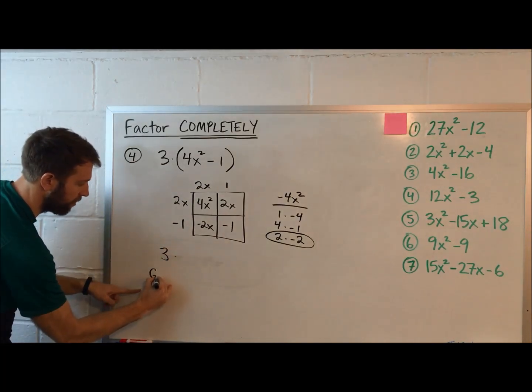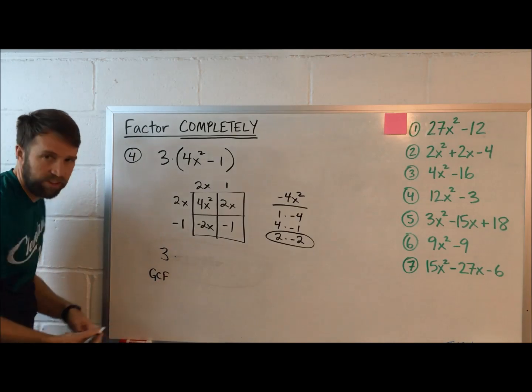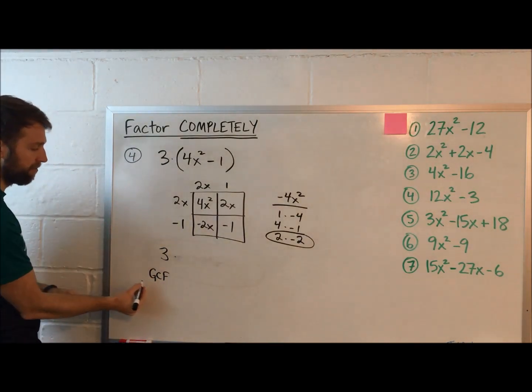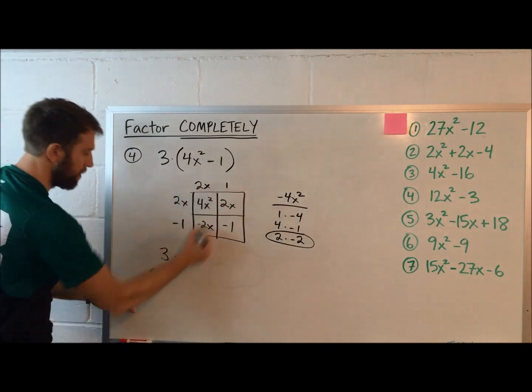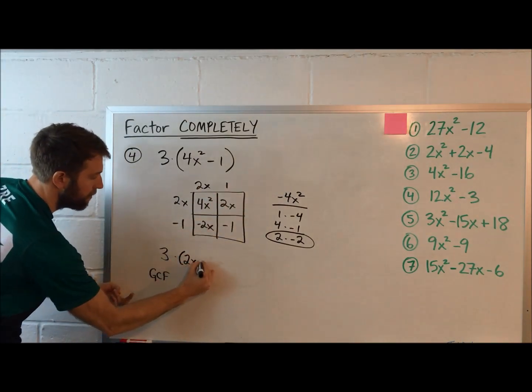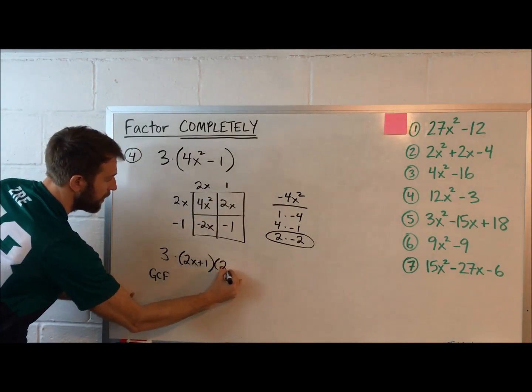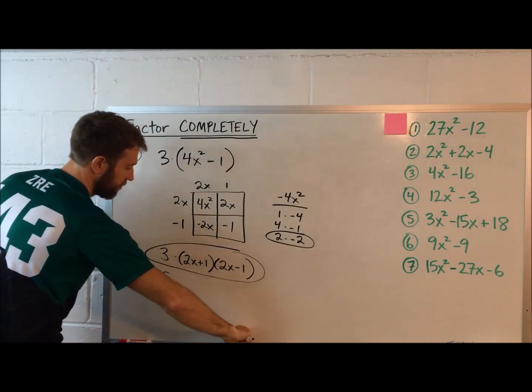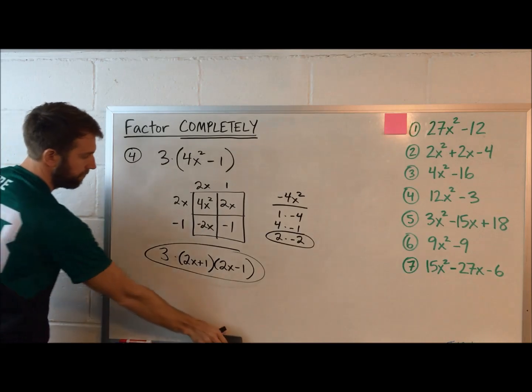I'm going to bring down the greatest common factor. This is often called the GCF in books, or your math teacher might reference it, the greatest common factor, the GCF. And then I do my base times my height. And we have factored completely.